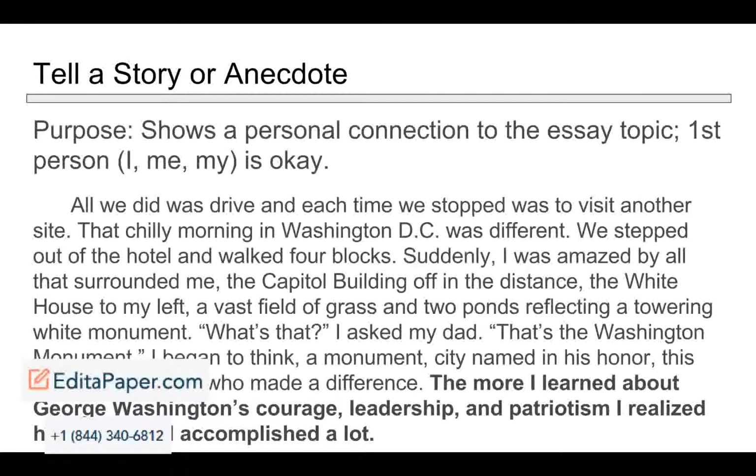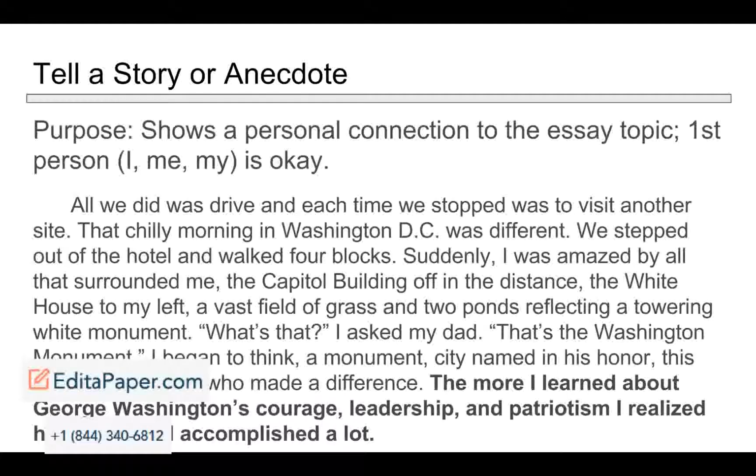All we did was drive, and each time we stopped was to visit another site. That chilly morning in Washington, D.C. was different. We stepped out of the hotel and walked 4 blocks. Suddenly, I was amazed by all that surrounded me. The Capitol building off in the distance, the White House to my left, a vast field of grass and 2 ponds reflecting a towering white monument.